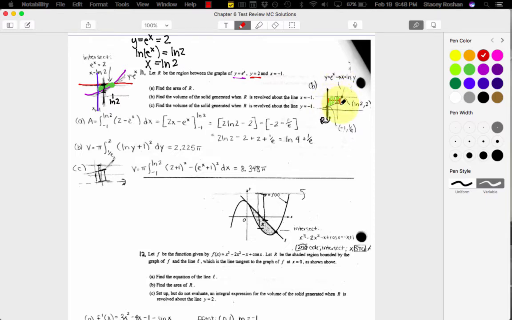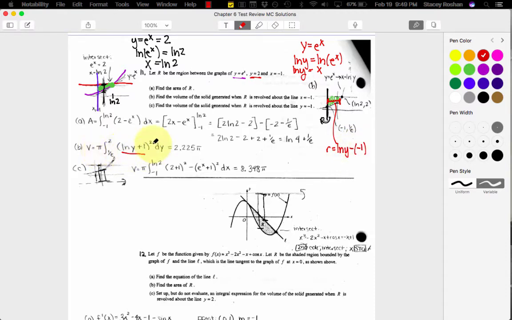And so what is that radius in terms of y's? I had y equals e to the x, and so let's ln both sides. ln y equals ln e to the x, which is just x. So x equals ln y. So this is ln y minus a -1. So that radius is ln y minus a -1, and so that's how I get my radius: ln y plus 1.